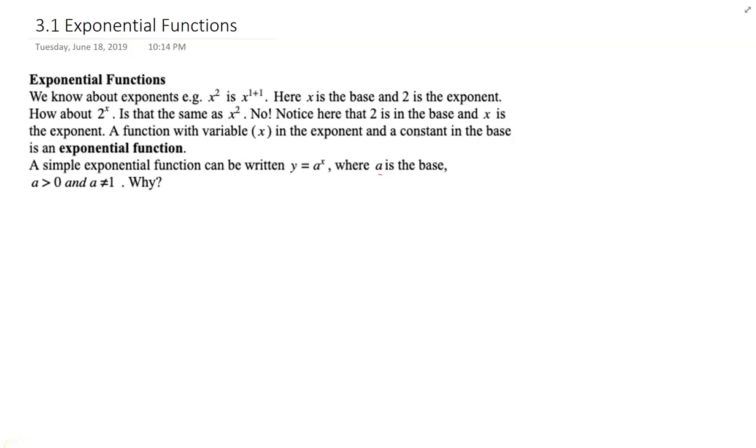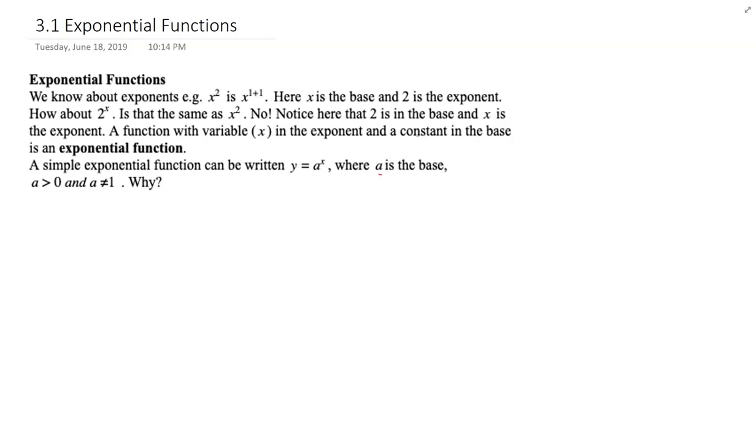Hello everyone, today we discuss exponential functions. We already know about functions where x is in the base and a number or constant is in the exponent, such as y equals x squared. In terms of exponents, x to the second is the same as x to the 1 plus 1. But here x is the base and 2 is in the exponent.